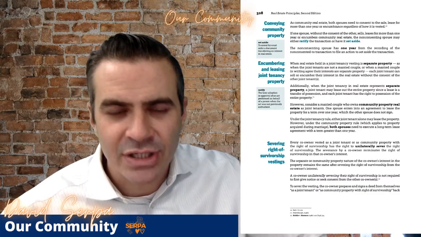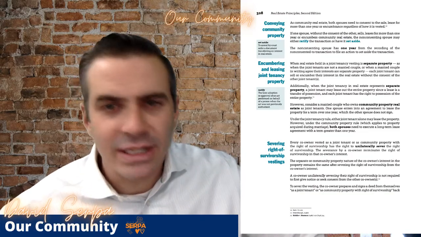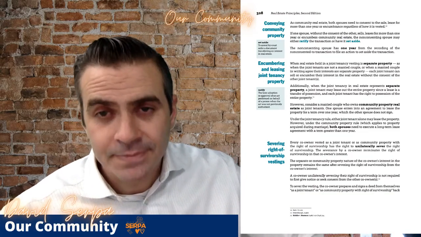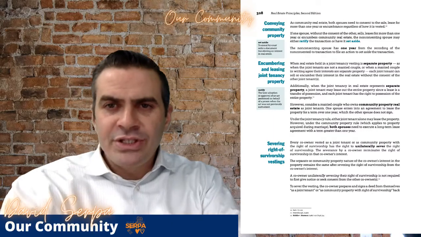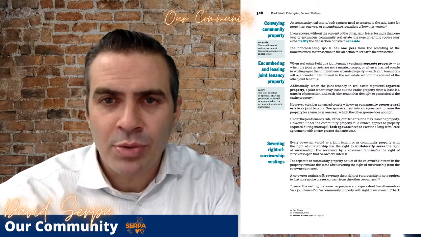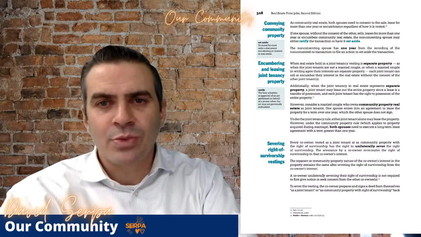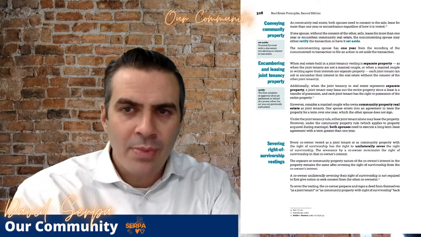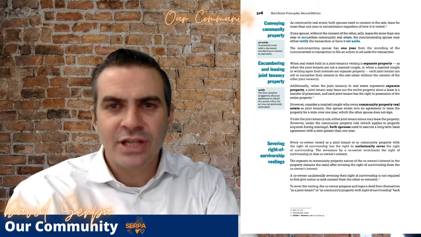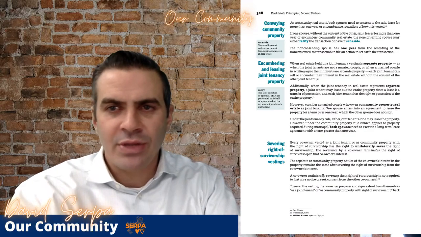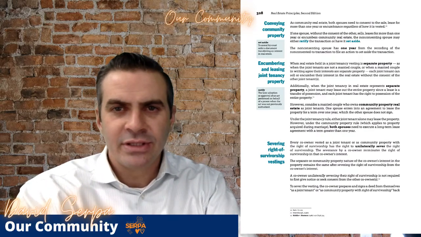Encumbering and leasing joint tenancy properties. When real estate in joint tenancy vesting is separate property, as when the joint tenants are not a married couple, or when the married couples in writing agree that their interest is separate property, each joint tenant can sell or encumber their interest in the real estate without the consent of the other joint tenants.